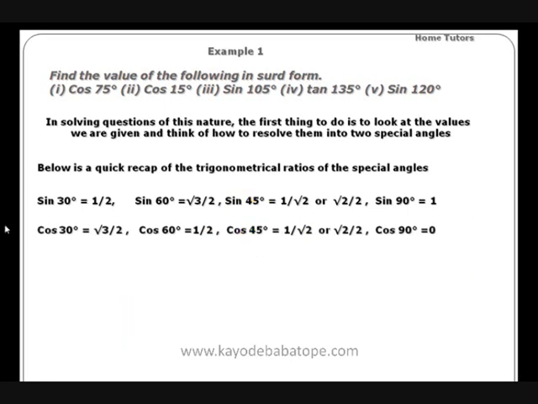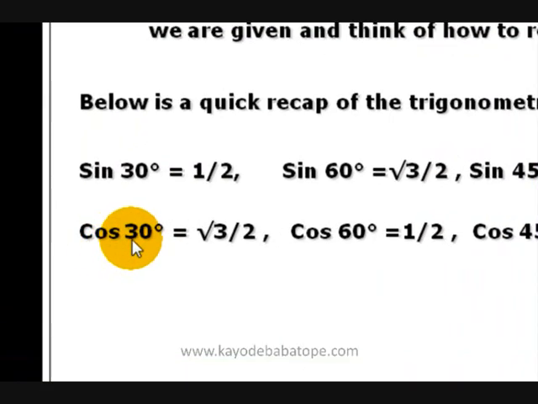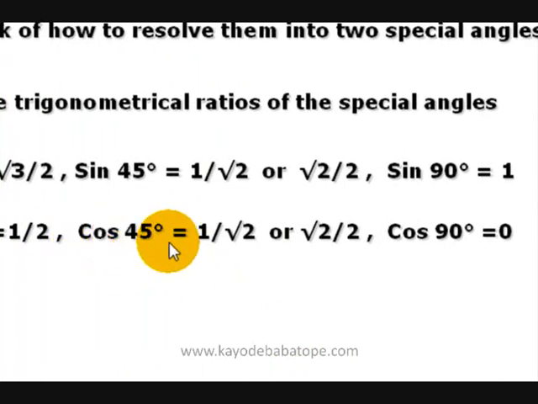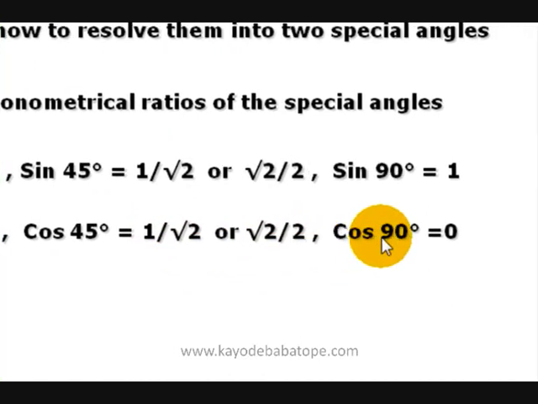Now, what about the cosine of 30? Cos 30 is root 3 over 2. Cos 60 is 1 over 2. Cos 45 is 1 over root 2, which is the same thing as root 2 over 2. And cos 90 is 0. If we add 0 to it as a special angle, cos 0 equals 1.